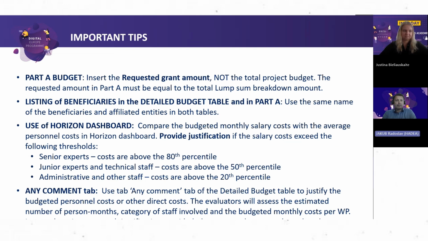So, important tips: for the Part A budget, insert the requested grant amount, and keep the same name in Part A for each beneficiary and for the detailed budget table. This is needed because experts are comparing and looking for the information. Use the Horizon dashboard for the personnel costs if they are going beyond or below the indicated thresholds. And of course, use the Any Comments tab for further explanations and clarifications.